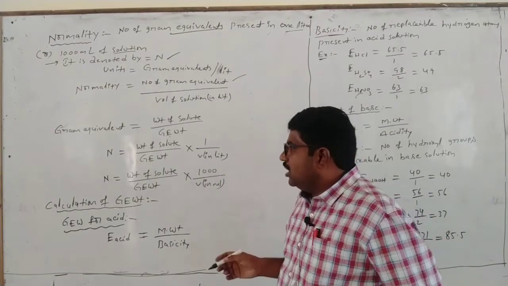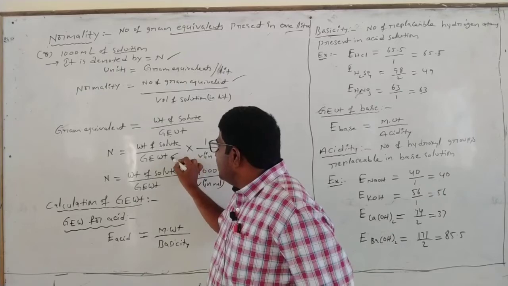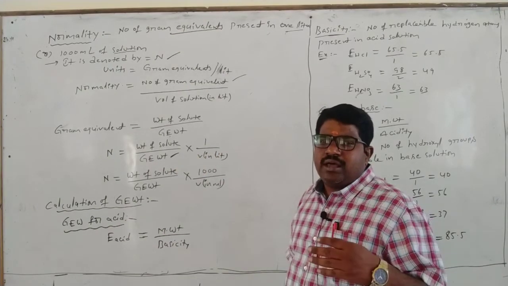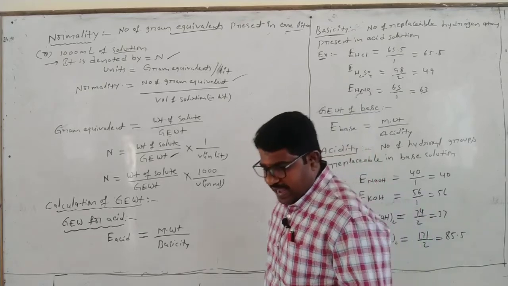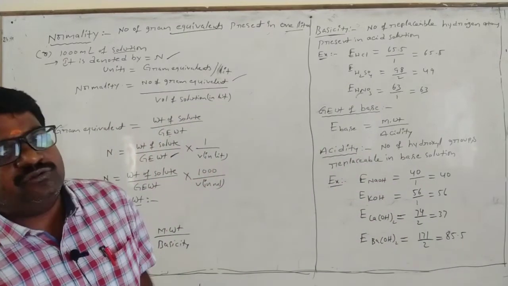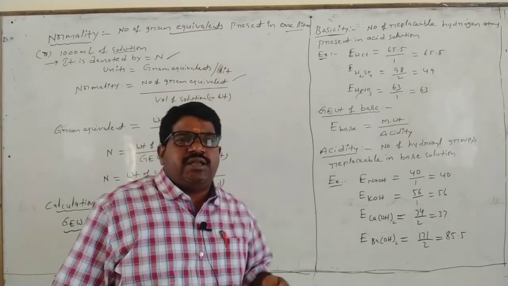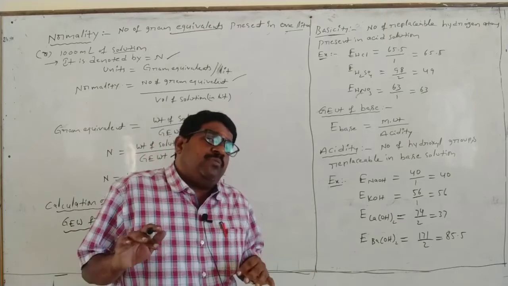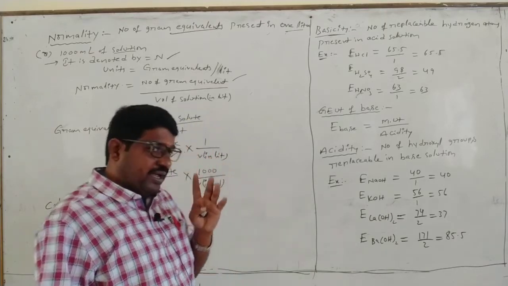Now, how to calculate gram equivalent weight? Gram equivalent weight changes from compound to compound. For acid there is one type of calculation, for base another type, and for salts another type. And for oxidizing and reducing agents there is yet another type of calculation.